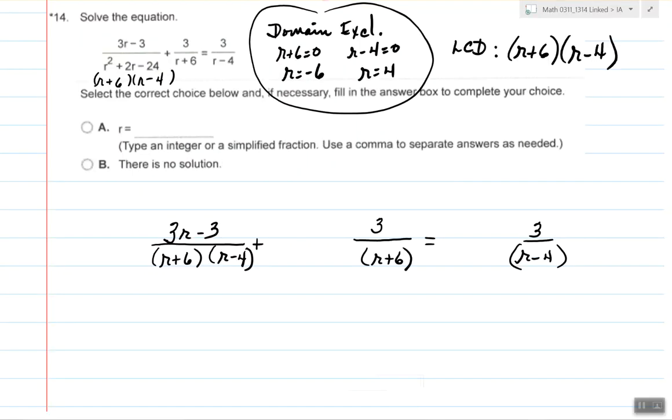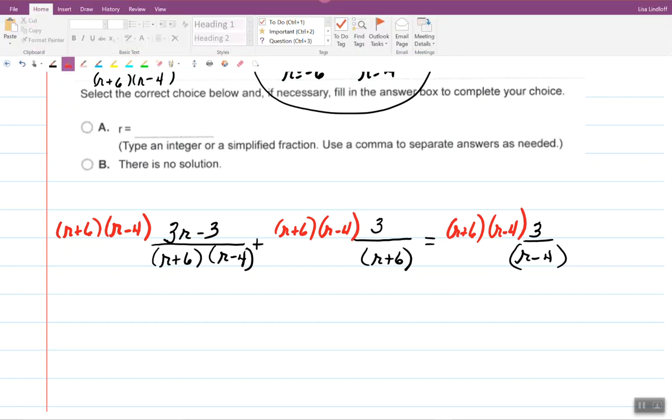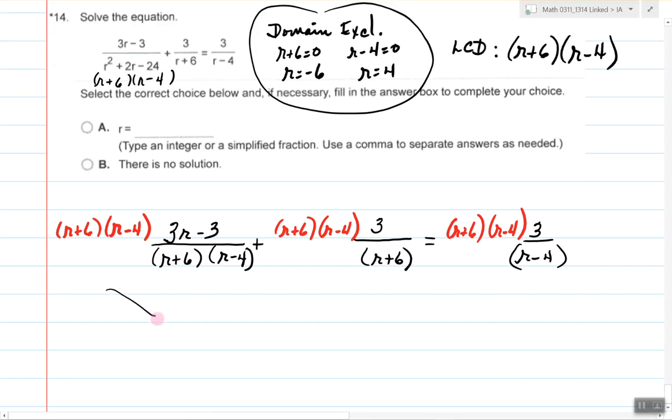All right, not sure what I touched, but I am going to now multiply by this LCD. So I need an r plus 6 times an r minus 4 on each term. Back to black ink. I need to look at this, and look at this.